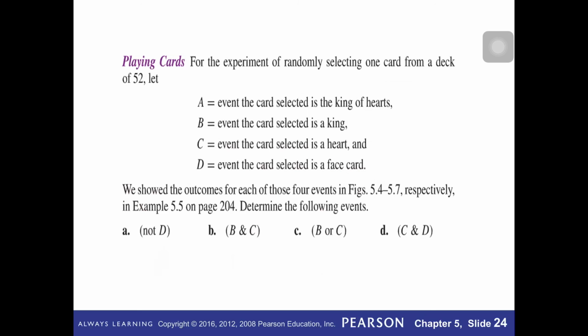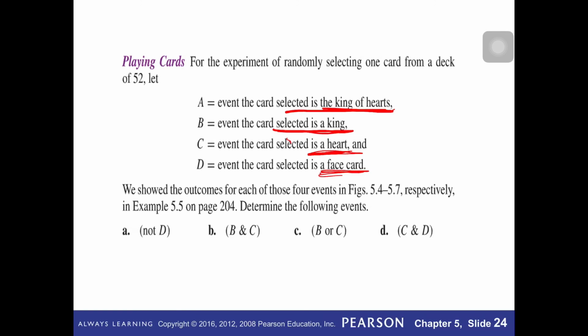Okay. Now what? Playing cards. For the experiment of randomly selecting one card from the deck. Okay, I am going to select one card. Event A means the card selected is King of Hearts. B is the card selected is a king, just king. This is King of Hearts, this is just king. C event, the card selected is heart. Okay. D is the card selected is a face card. Face card means picture card.